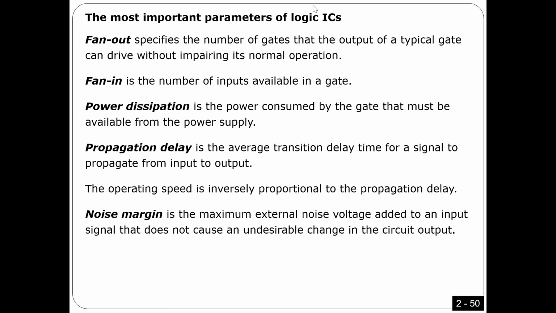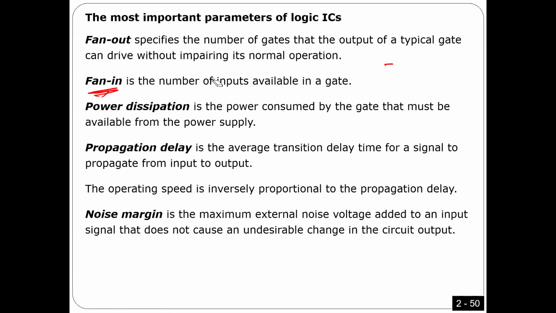Here also, I have already explained many of these, like fan out, which will be in the coming lab, so I can explain it quickly. There is something we call fan in and fan out. Fan in means the number of inputs available in a gate. If you have a gate with two inputs, the fan in is two. So if you read the data sheet and you find fan in, it means how many inputs you have.